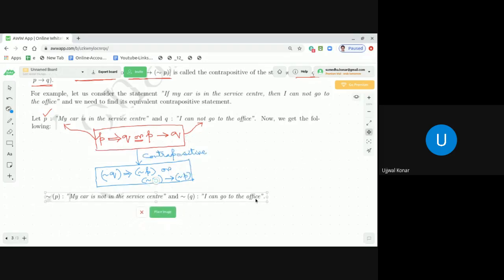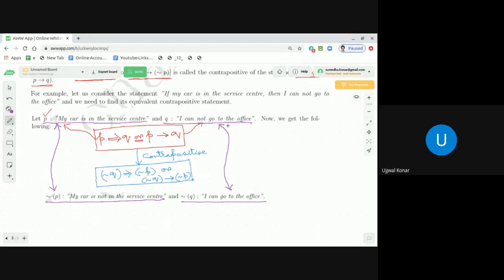Correct. So if you look into this one, dear students, I use a different color. So this is the statement P: my car is in the service center. Then this is the negation of P: my car is not in the service center. And the statement Q is that I cannot go to the office, and you see the negation of Q is that I can go to the office. So first we understood what is meant by negation.